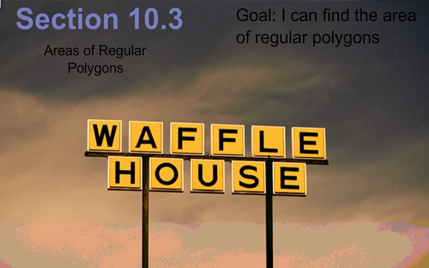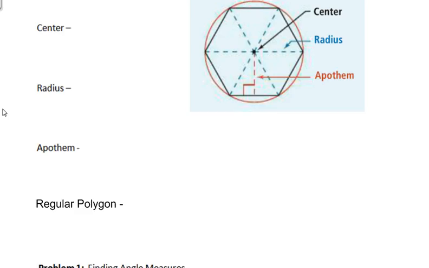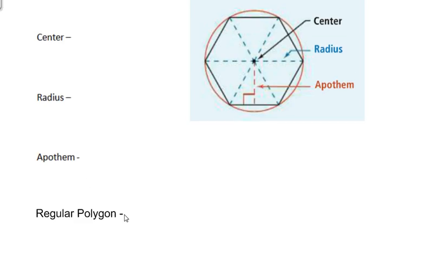Anyway, we are talking about section 10.3 now, which is areas of regular polygons. The goal is that I can find the area of a regular polygon. A couple things to talk about. First of all, what is a regular polygon? This is down towards the bottom here. I don't know if this is in your notes, but we may need to know that.